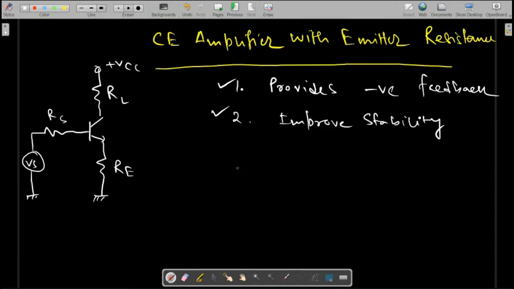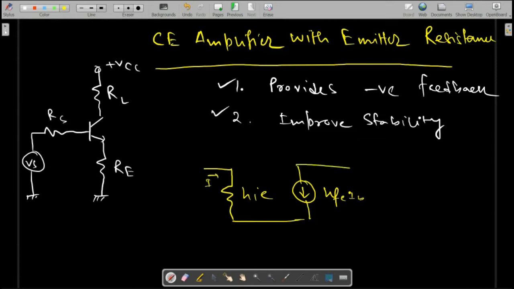So we can go for the simplified hybrid model because we are interested in the features of this CE amplifier with emitter resistance. If we draw the simplified hybrid model, it starts with HIE, and then a very simple HFE IB, where IB is this current. This is the emitter resistor, this is the emitter terminal, this is the base terminal, and this one is the collector terminal of the BJT. Now this is our BJT.